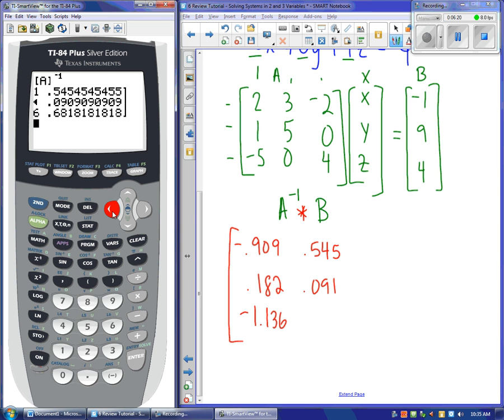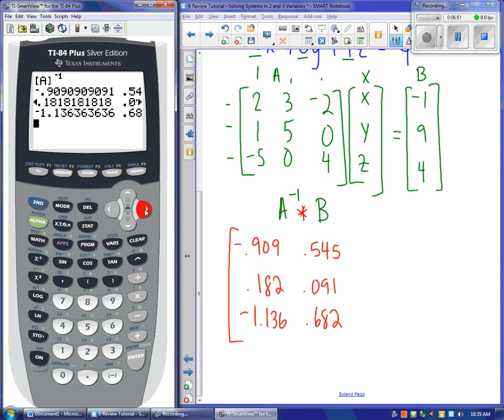Whoops, I think I went too far. Yeah, I did. So 0.4091, that's good. And then the third one down is 0.68, and that's going to round up. And if I scoot all the way over, you know what, I think I copied the wrong one. So let me just go back and check. Okay, so my first column is correct: negative 0.909, 0.182, and negative 1.136.